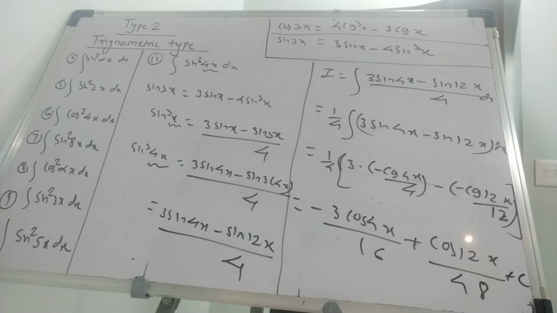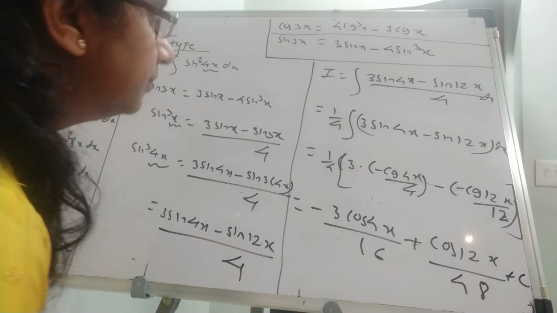Now we'll start with next form. We'll consider product in terms of addition and subtraction form. Okay. Chalo. Now we'll continue with next question.